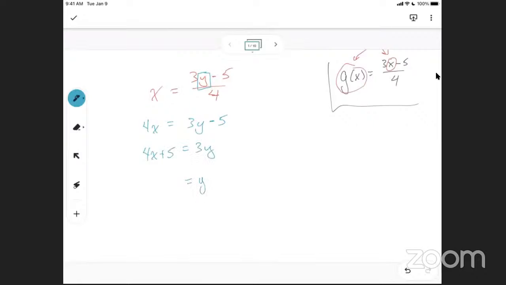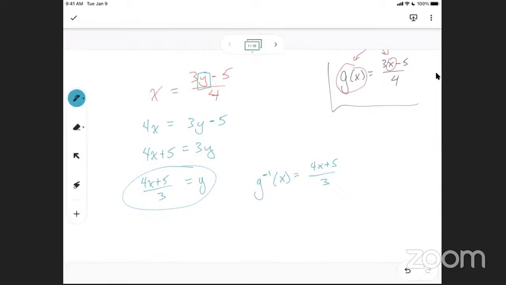Don't you divide by 3? Perfect. 4x plus 5 divided by 3. There is my inverse. And then you write it as this. You write g inverse of x equals (4x plus 5) over 3. If in fact it is a function, which this one is.